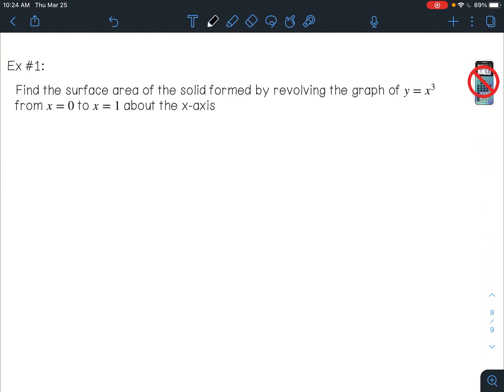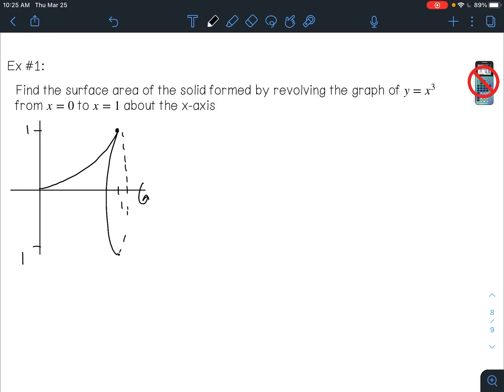So we're going to find the surface area of the solid formed by revolving the graph of y equals x cubed from 0 to 1 about the x-axis. So say I draw a little curve here, 0 to 1. We know that it looks like this. If I revolve it around the x-axis, we're going to get an open circle here on the end. Forgive my poor drawing skills. So we get this little surface, trying to get a little 3D here. There we go. It looks a little bit three-dimensional. Not an artist.